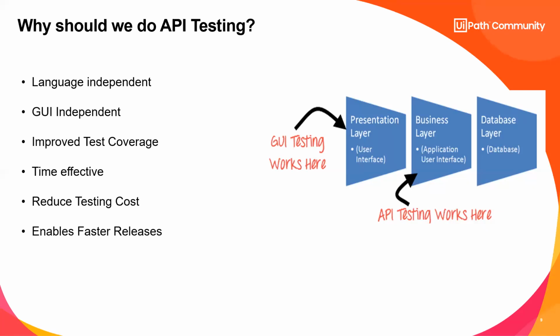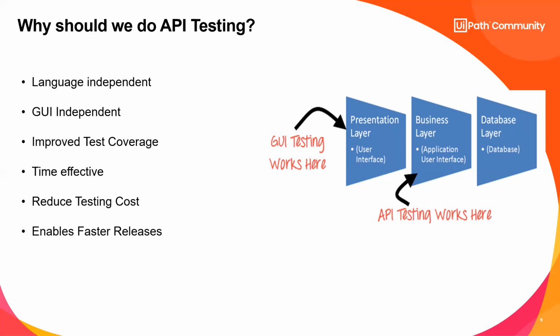So what are the advantages of API testing? Why should we do API testing? So the first advantage is language independent. Language independent means that because data is exchanged via XML or JSON, any language can be used for automation. In any language, you can develop your logic, but when the API comes, it uses an XML or JSON file. So it is language independent.